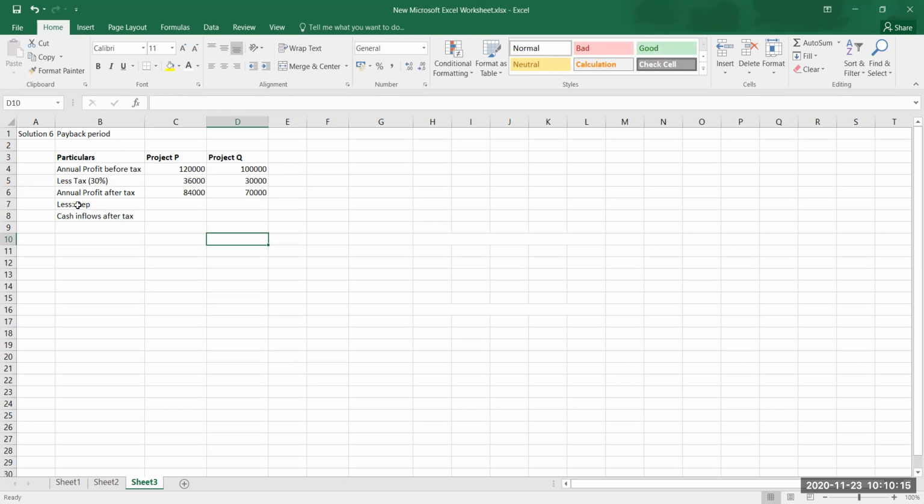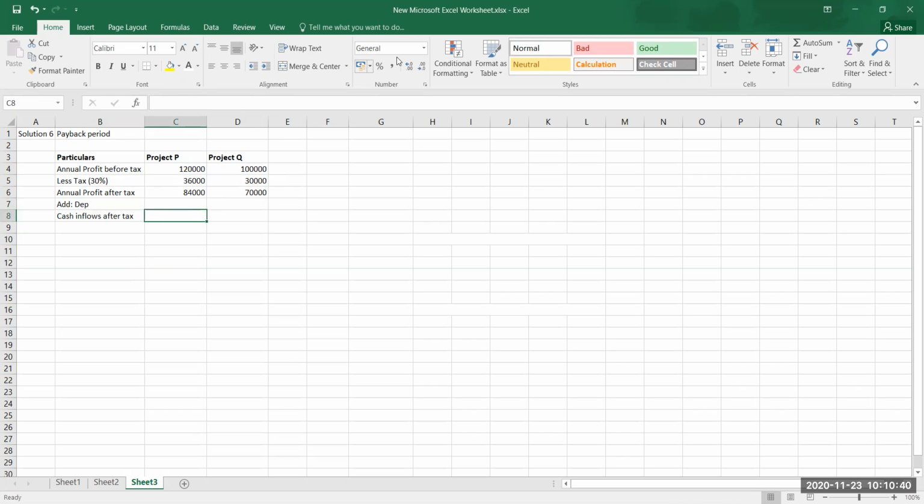Now, I need to add depreciation back. Why will I be adding the depreciation here? I have already told you. See, this annual profit has already had the depreciation deducted. But if you want to find out the actual cash flows, you will have to add back the depreciation.